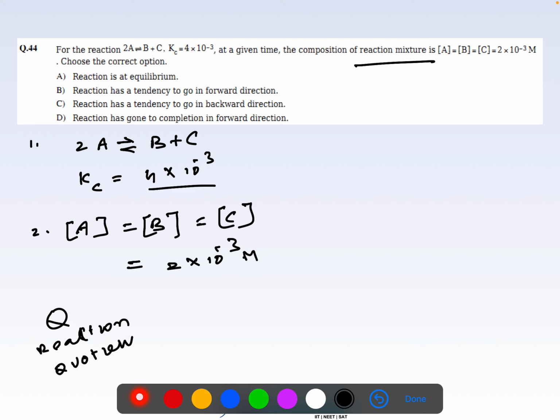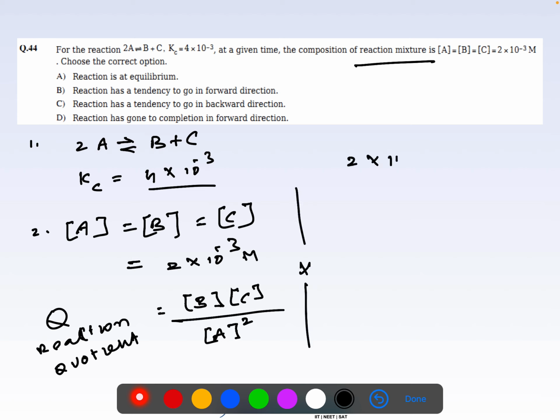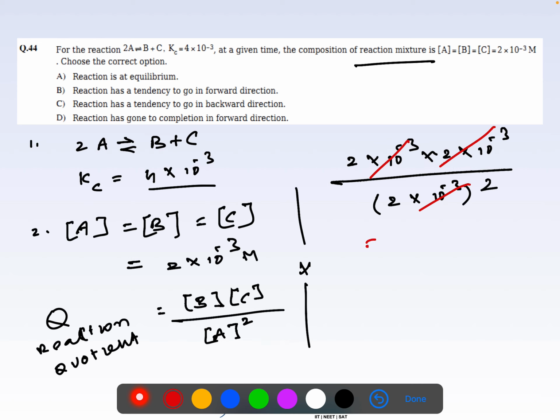Quotient. So this is equal to the concentration of the products divided by the concentration of the reactants, raised to their stoichiometric coefficient. Here it will be power 2. We know the concentration of B is 2 into 10 to the power minus 3. Concentration of C is also the same, 2 into 10 to the power minus 3. And concentration of A power 2 is again 2 into 10 to the power minus 3 squared. So these all get cancelled and we get this equal to 1. So this is the Q value.